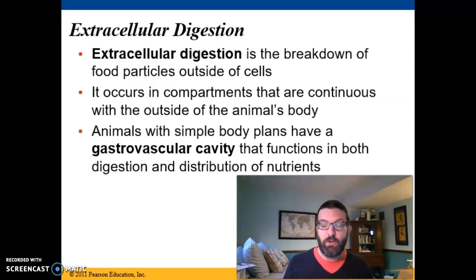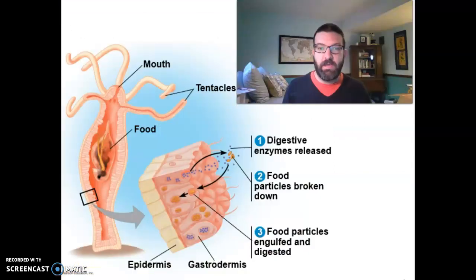Most animals are too large for that to be possible. You have too many layers of cells, and so you have to do extracellular digestion in one of those digestive compartments we talked about, and then deliver the monomers through a circulatory system to the rest of your body's tissues. So you have to have some sort of digestive cavity, and with very simple organisms, we call this a gastrovascular cavity because it functions both in digesting and distributing nutrients.